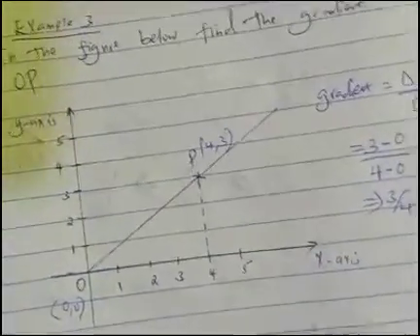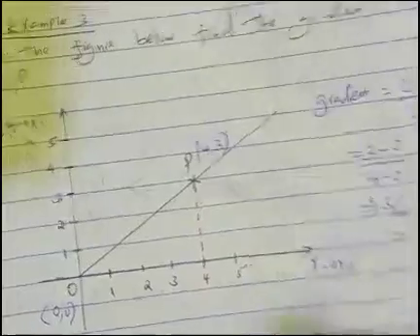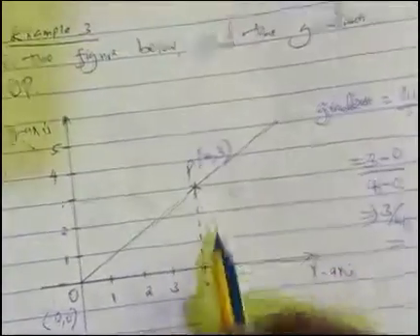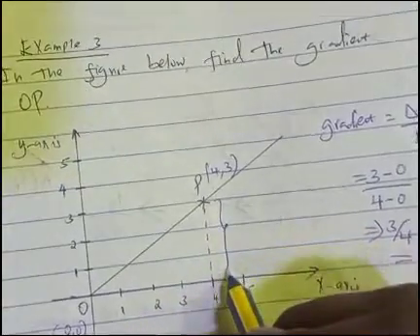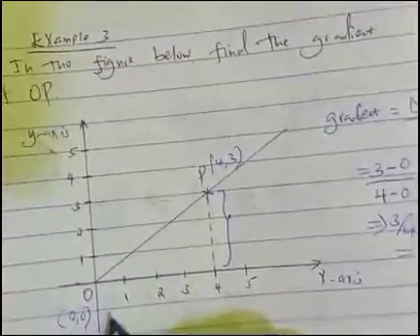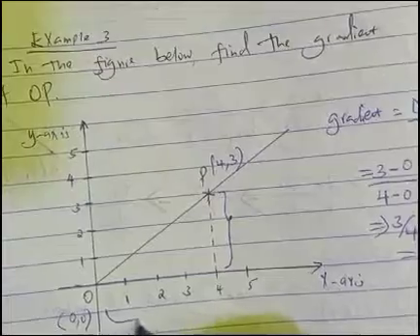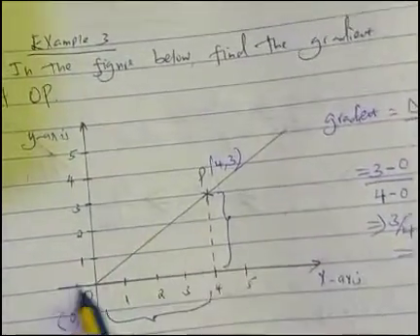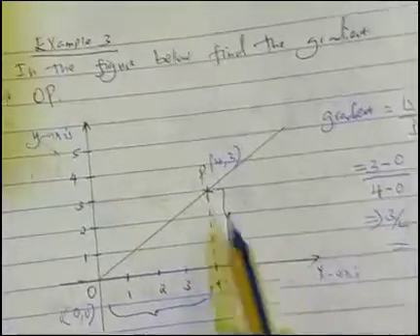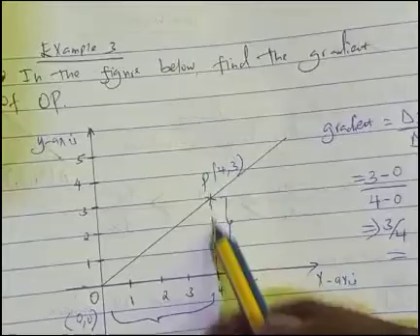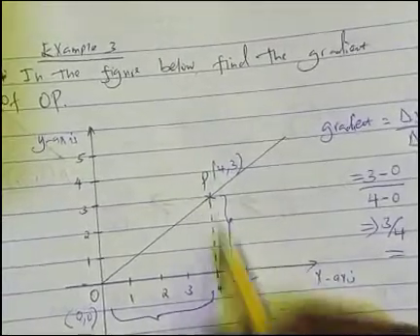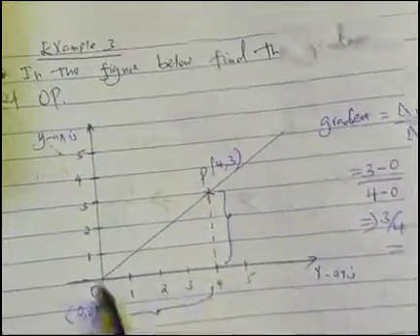So in other words, you can see that gradient is equal to the ratio of this distance here and this one here. So if I have a line, I'm saying that gradient now is the ratio between this vertical distance and the horizontal distance.